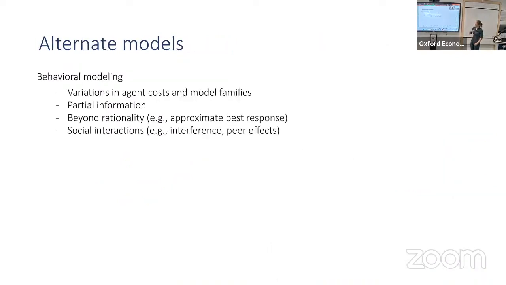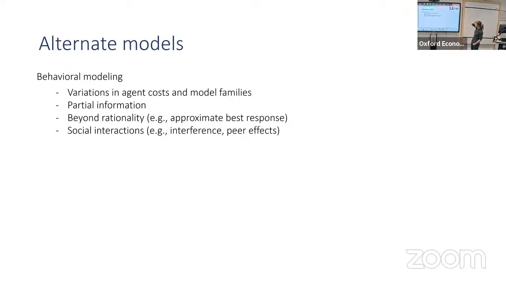Other models, of course, there are a lot of other ways to model populations. What I present is just a non-rational agent model. You can have variations in how you instantiate costs, model family, partial information. There are interesting results on strategic classification where agents don't exactly know the decision boundary, where you try to reveal or not reveal what you're doing, and whether it's good or bad. I think there was a result in the previous talk about sometimes hiding some information can be beneficial.